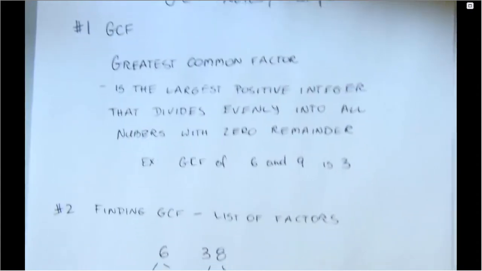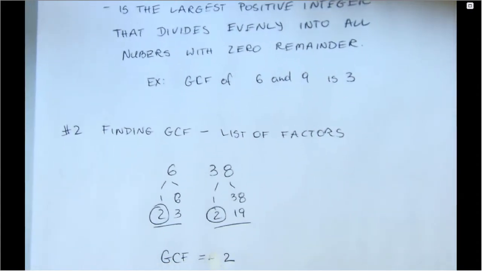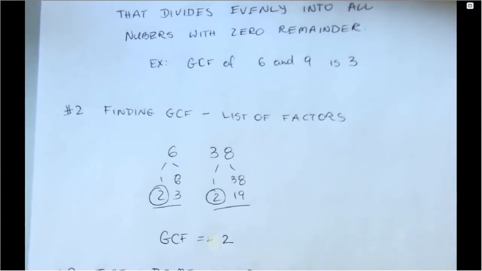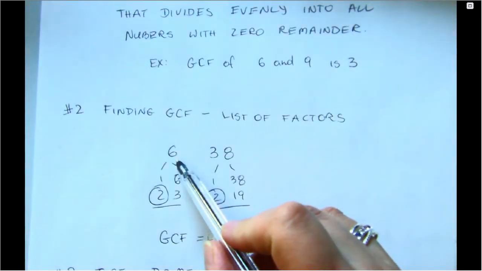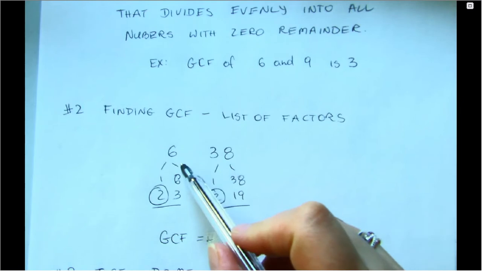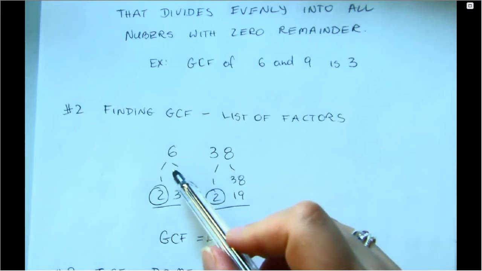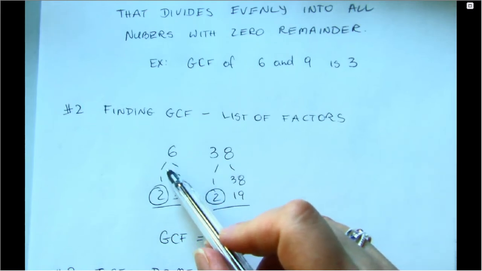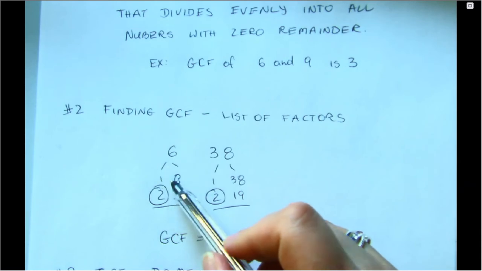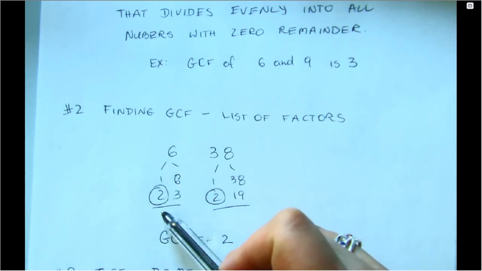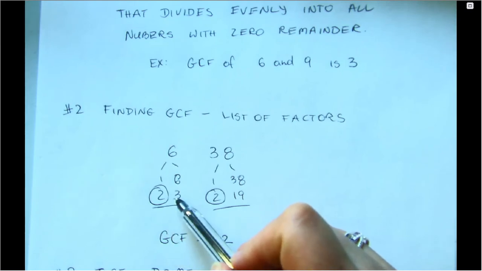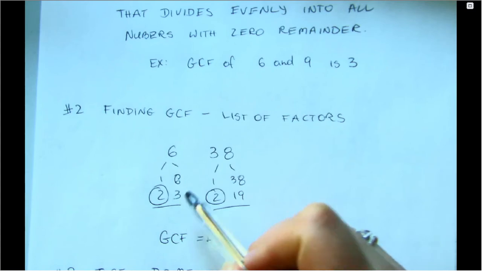Okay, for number 2, we have an example of finding greatest common factor when you list the factors. So we had two numbers, 6 and 38. So I took 6 and listed the numbers. I'm just going in order and dividing. I divide by 1, I get 6. I divide it by 2, I get 3. The next number will be 3, but 3 is already here, so they would start repeating. So I know that that's how far I can go.